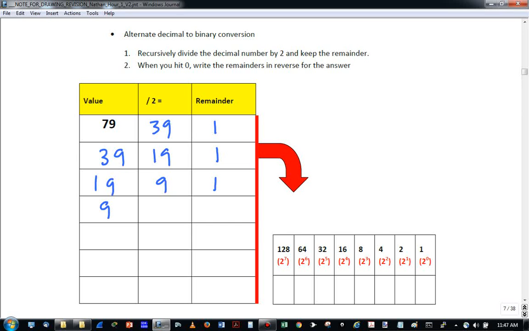9 divided by 2 is 4, remainder 1. 4 divided by 2 is 2, sorry, remainder 0. 2 divided by 2 is 1, remainder 0. And 1 divided by 2 is 0, remainder 1. So our answer, if you're looking at how this is organized, is 1, 0, 0, 1, 1, 1, 1.